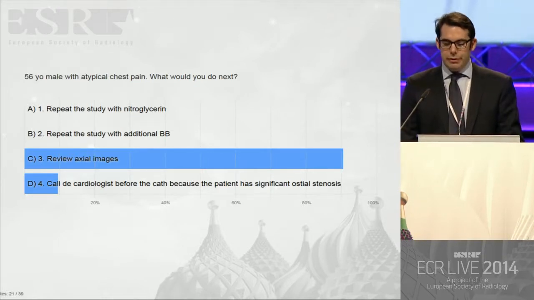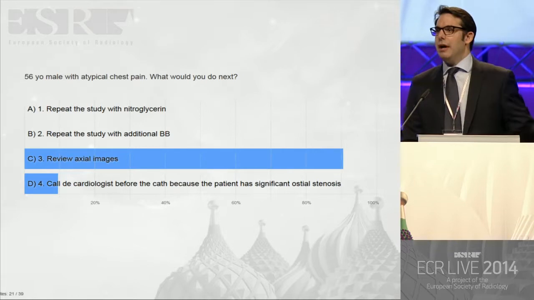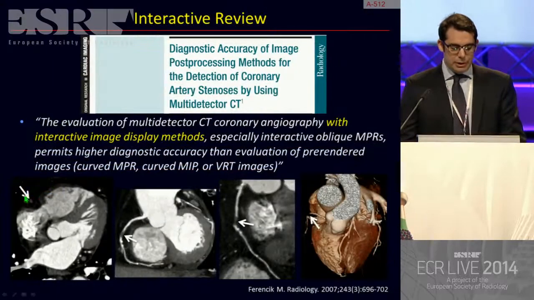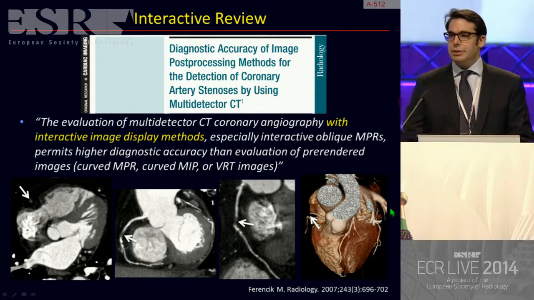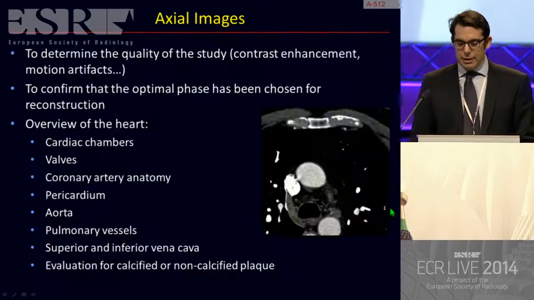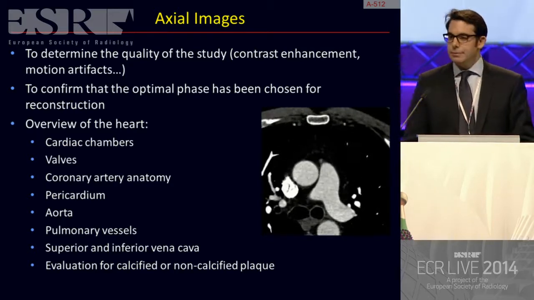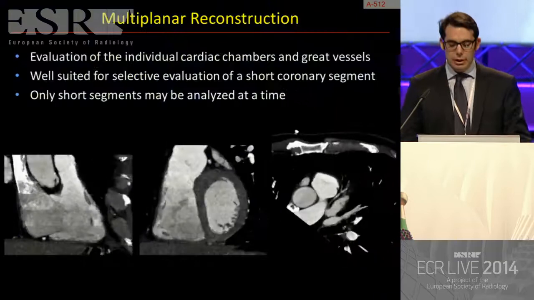Remember the interactive review, very important. Use every tool you can. If you see an axial partial luminal filling here, and here we can confirm it on the MIP or the curved MPR on the volume render image, this is a real thing. The axial images are very nice to assess the quality or determine the study quality, the most important.